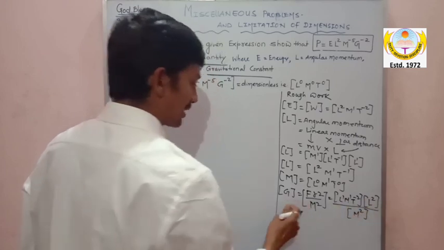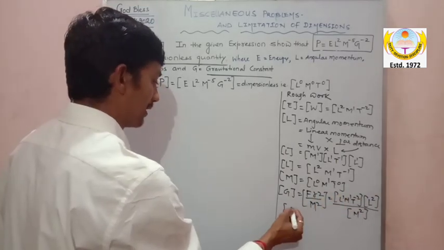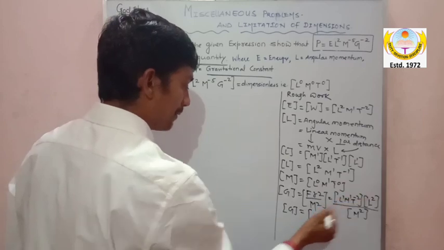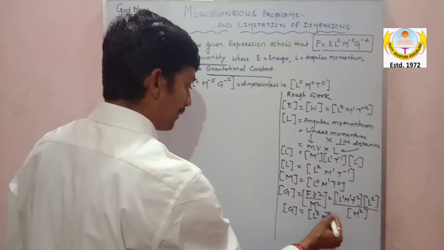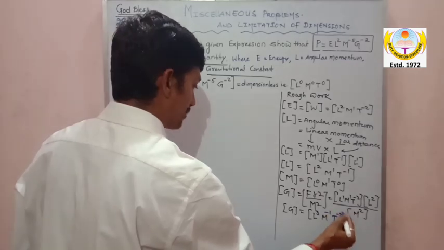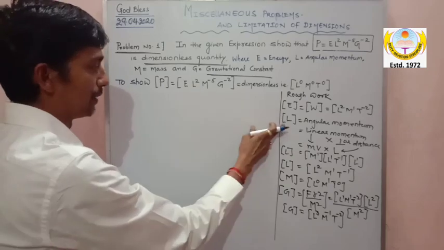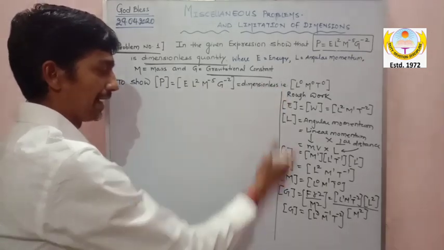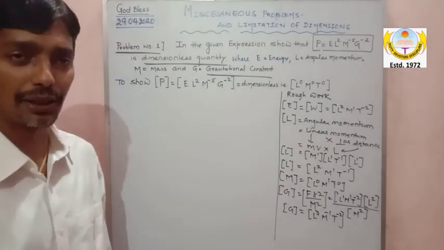Now be very quick in calculating these dimensions. So gravitational constant has the dimension: L power 1 and L power 2 become L power 3, m power 1 and m power 2 become m power minus 1, and t power minus 2. So these are the dimensions for energy, angular momentum, mass and gravitational constant. Now I will substitute what is given. So let us substitute this.